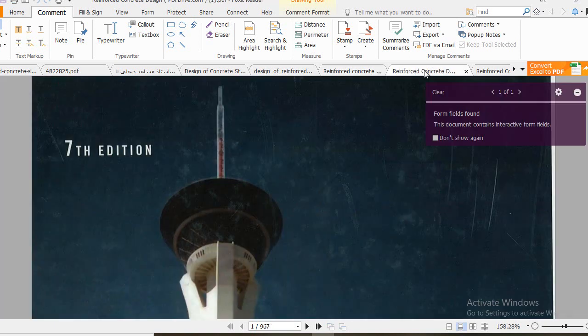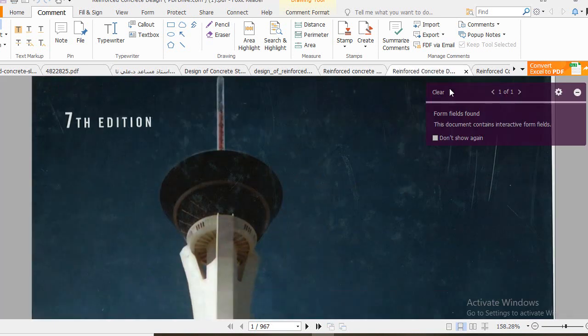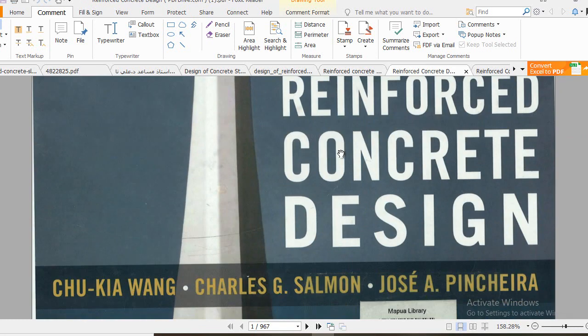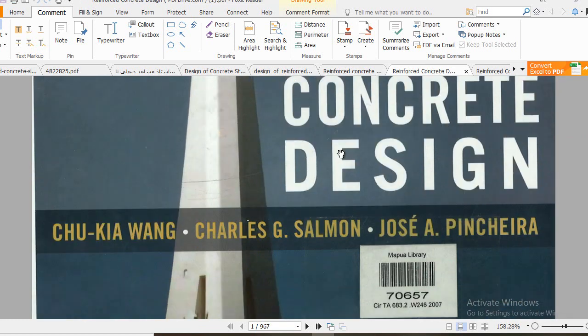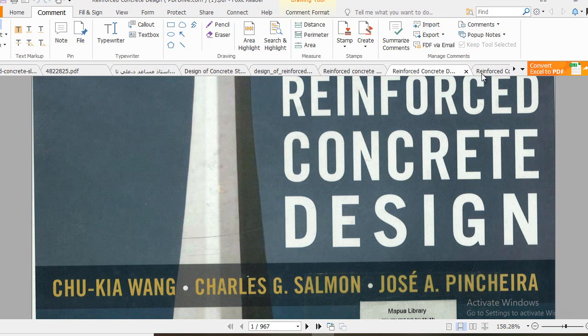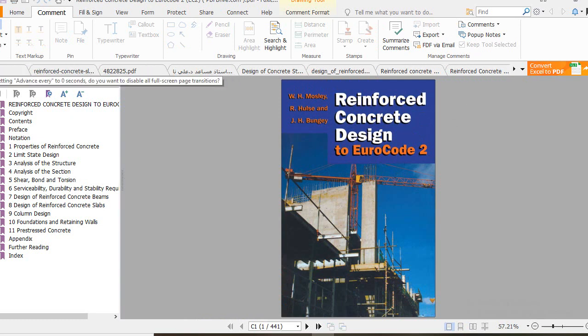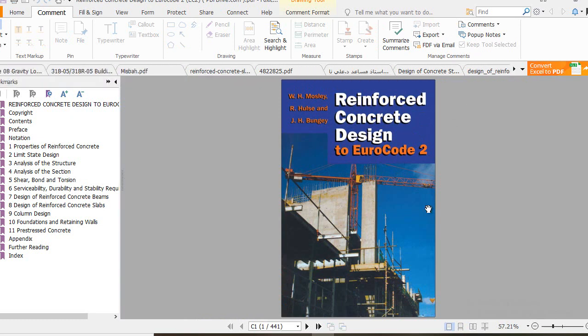It is used for high-rise structures. This book is very important, and it also defines the equivalent frame method in great detail. Wang and Salmon is also a very important book for concrete structures. The last one is Mosley. This book is written in Eurocode, but it also clarifies some basic concepts, if you are familiar with Eurocode.